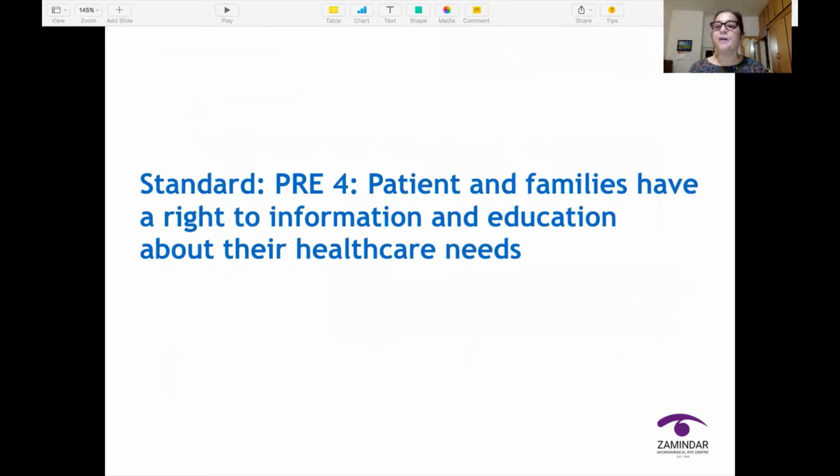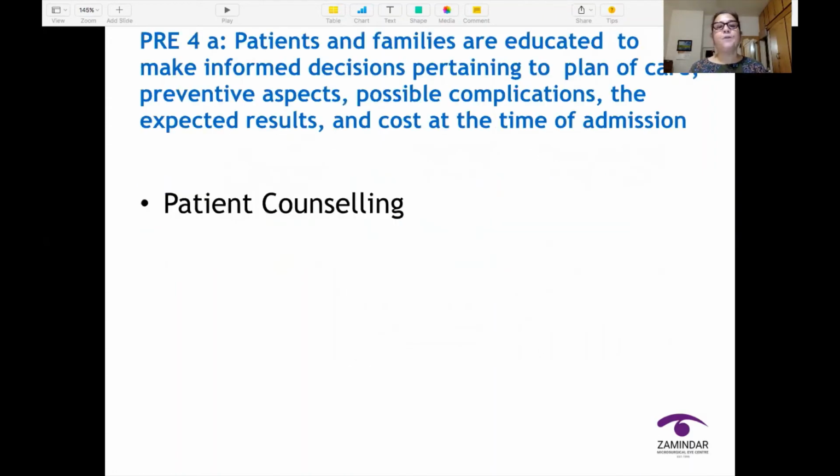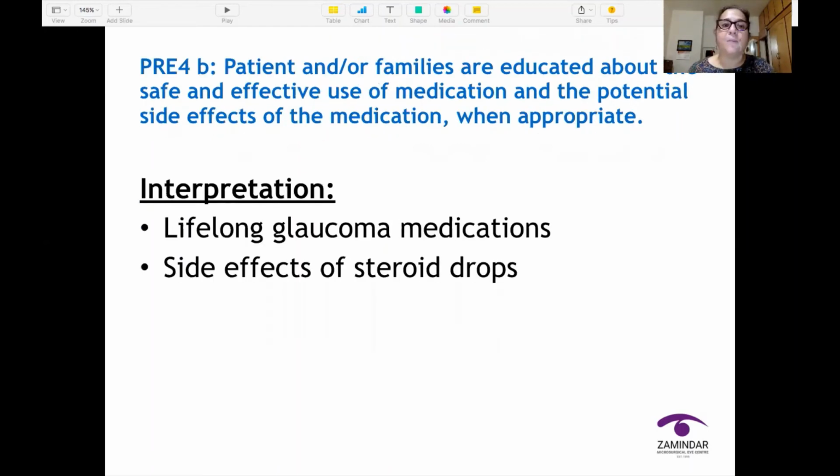PRE 4 says patients and families have a right to information and education about their healthcare needs. So they are educated about informed decisions pertaining to the plan of care, preventive aspects, possible complications, expected results, and cost at the time of admission. So patient counseling for all these things is very, very important.